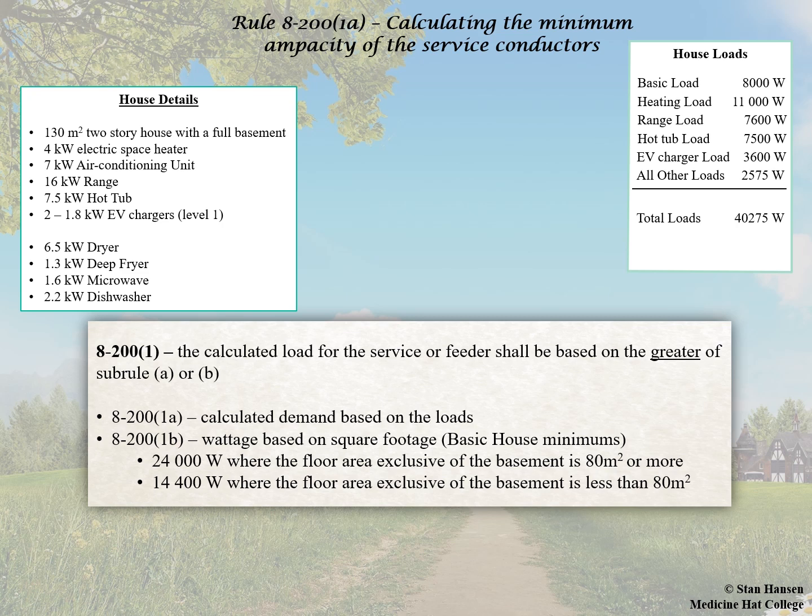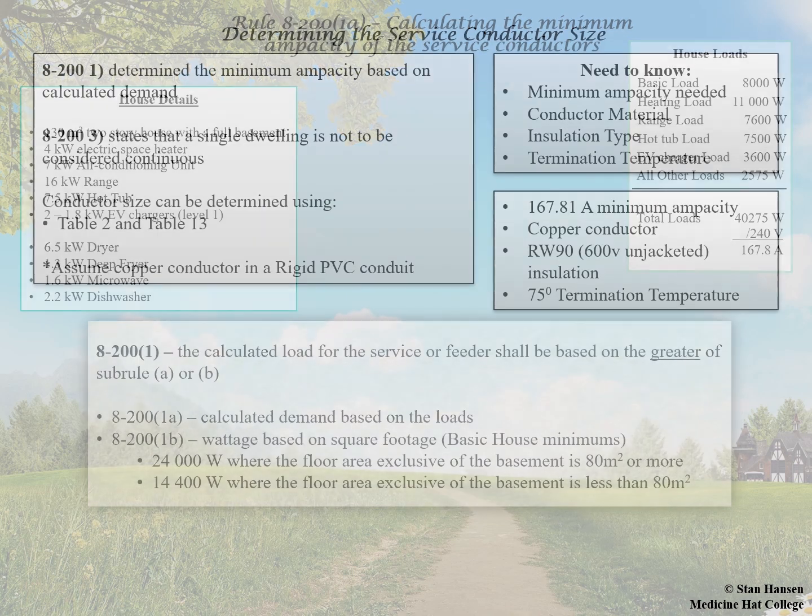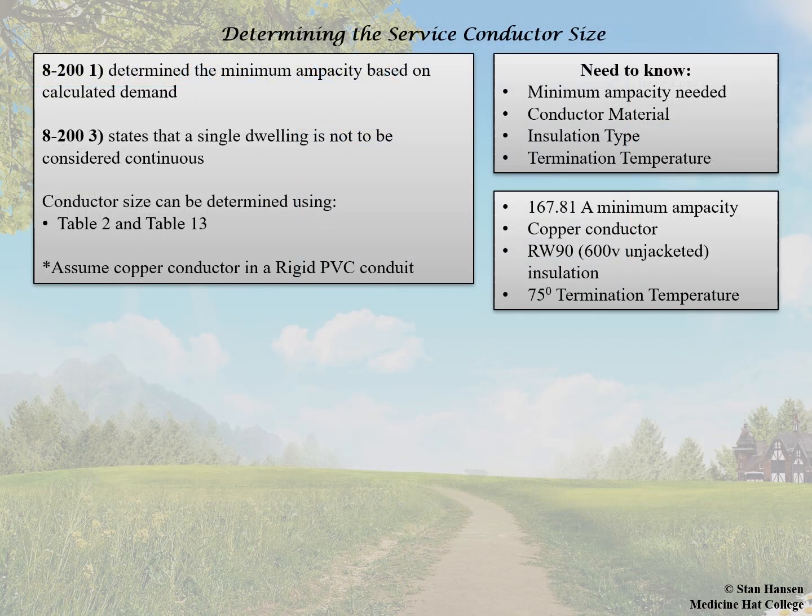We'll take that wattage value and divide it by our highest voltage divisor, in this case 240 volts, which gives us a value of 167.8 amps. This value is how much our conductors must safely be able to carry at any point in time. Now that we know what our minimum calculated ampacity is going to be, we can use this information in order to size our service conductors.